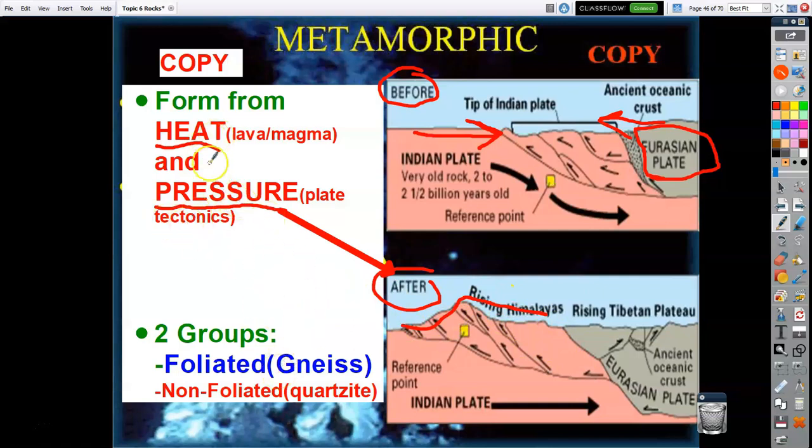So you have two groups of metamorphic rocks. They're called foliated, which is down here, and non-foliated. The foliated rocks are the ones that tend to form from the pressure. So pressure would go with the foliation. A rock like gneiss, and I'll show you a picture of that in a minute. So those are your rocks that are going to form from pressure. Your heat, which is going to be lava or magma as it contacts the other rock and melts it down, is going to form your non-foliated rocks.